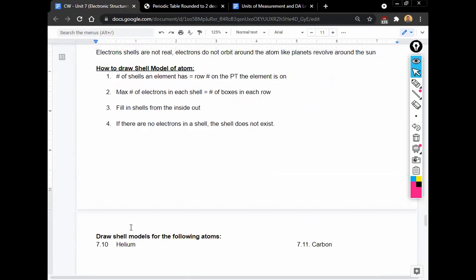If you had me or Mr. Pepic, I think Mr. Edwards does this too, you should know how to do these already. It's drawing shell models for the atom.